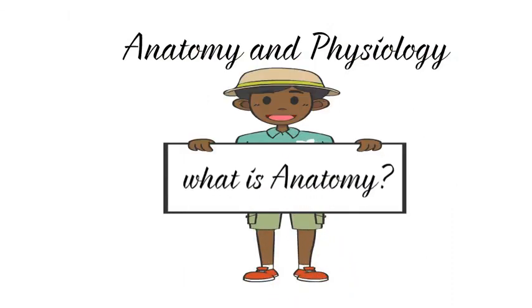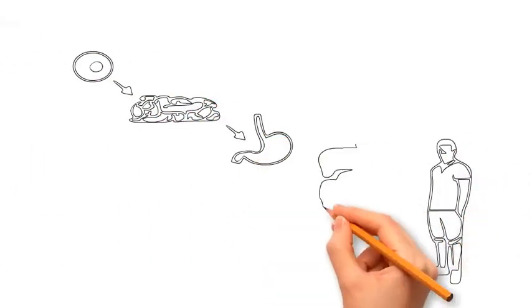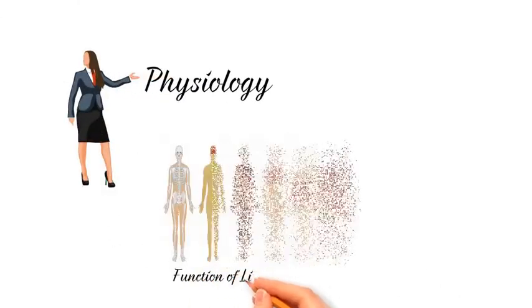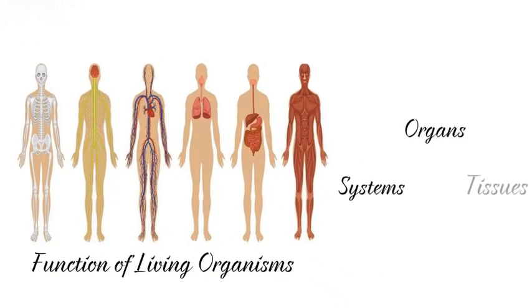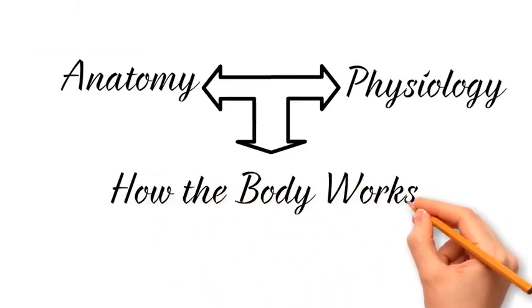Before we dive into the nitty-gritty of the human body and how it functions, let's start by defining what anatomy and physiology are. Anatomy is the study of the structure and organization of living organisms. It includes the study of the different systems, organs, and tissues that make up the body. Physiology, on the other hand, is the study of the function of living organisms. It looks at how the body's systems, organs, and tissues work together to maintain homeostasis, or balance, within the body. Together, anatomy and physiology give us a complete understanding of the human body and how it works.